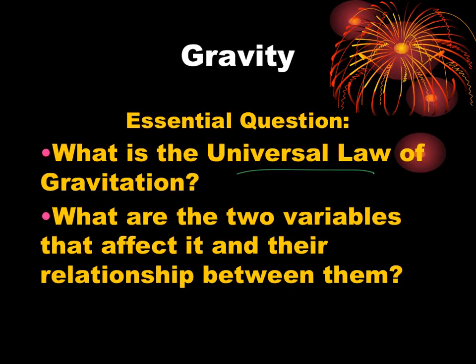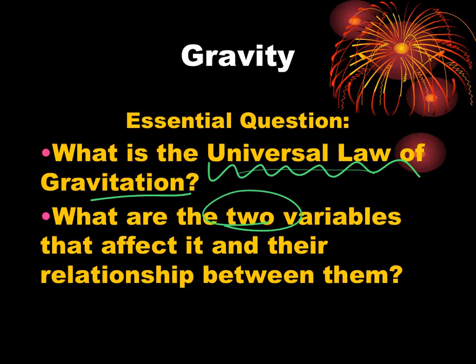Checking out the 2 essential questions I'll be asking you at the end. Make sure we know and understand the universal law of gravitation. So what do we know about gravity between all objects? And then also, what 2 variables can either increase or decrease gravity?